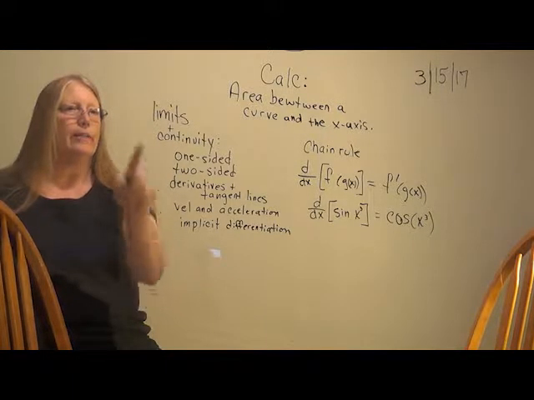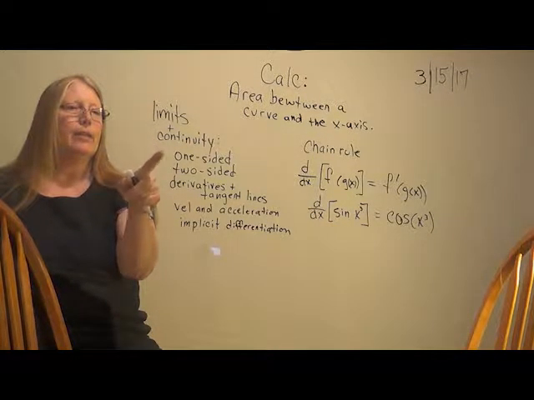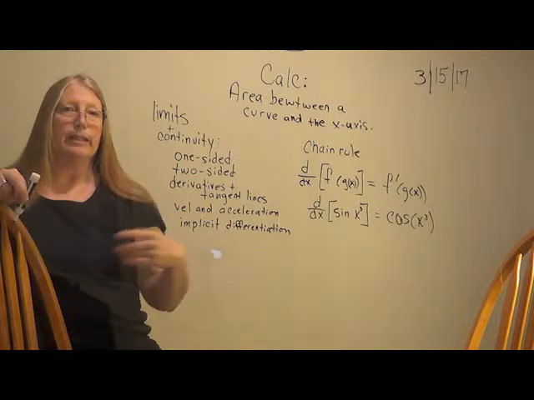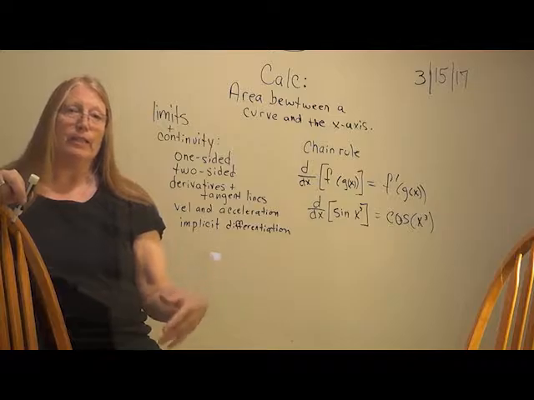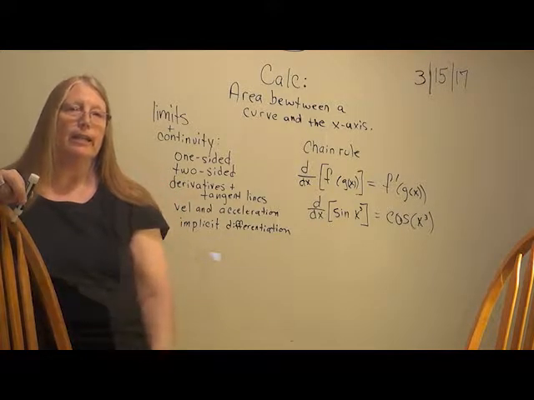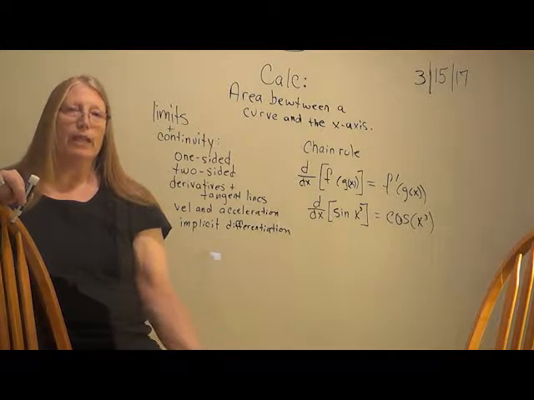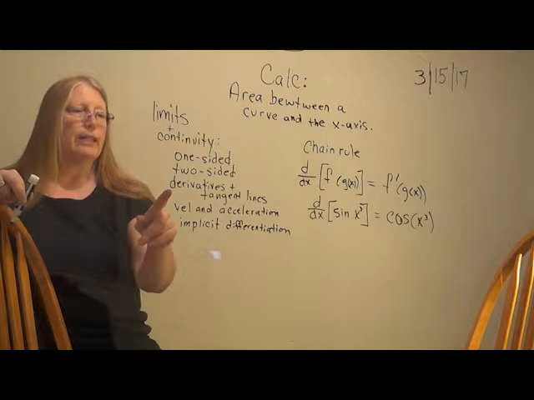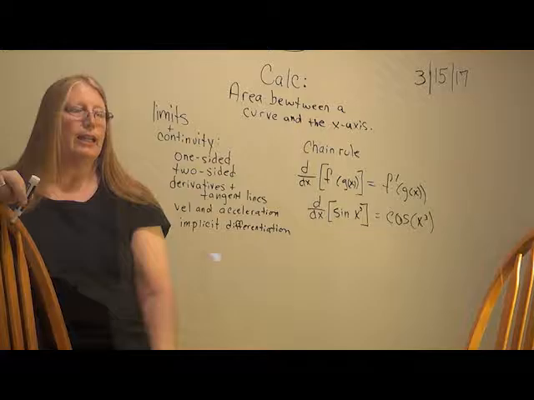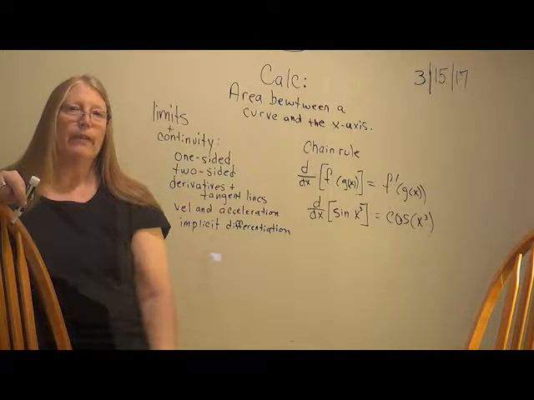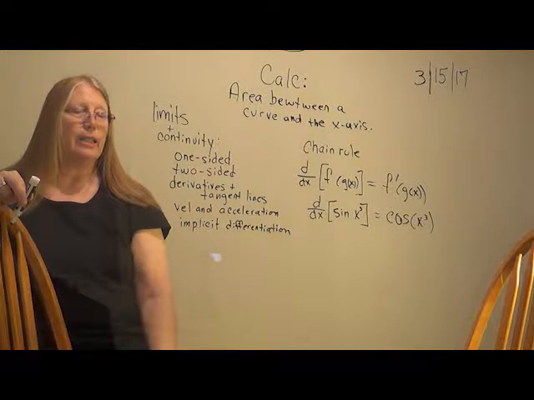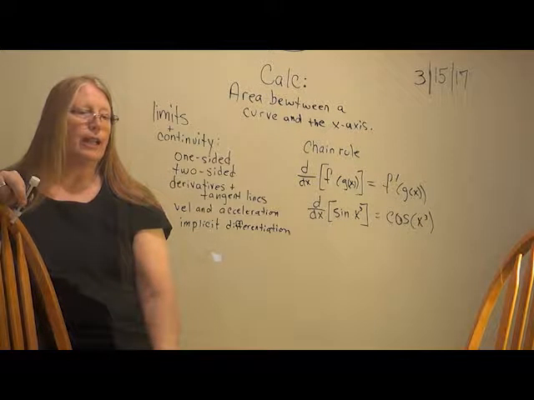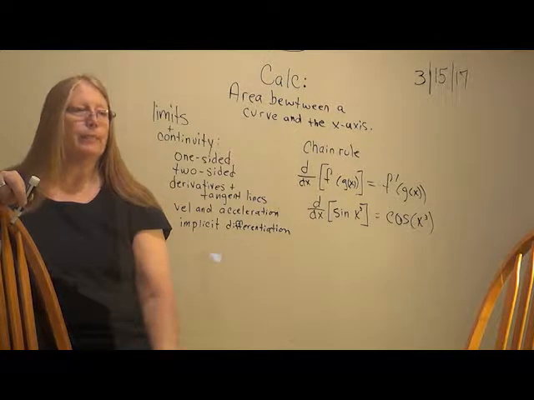So they are limits and continuity. The limits are one-sided and two-sided. So remember, the limit as you come from the left, the limit as you come from the right are one-sided, and the limit as you approach a value is two-sided. Derivatives and tangent lines. How do you take a line, a curve, and find the equation of the tangent line? Velocity and acceleration, and implicit differentiation.